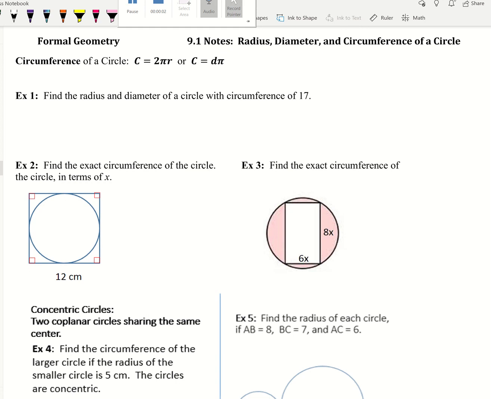Welcome to the Formal Geometry 9.1 notes. We're going to be looking at circles and kind of a brief introduction to circles. Specifically, we want to talk about the relationships between radius, diameter, and circumference of a circle.